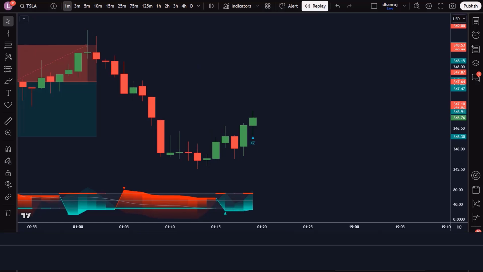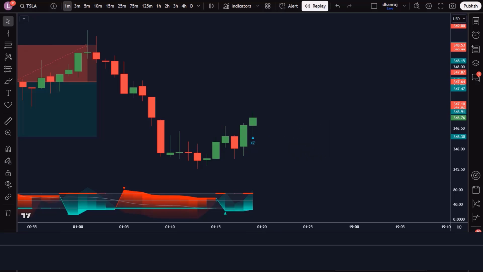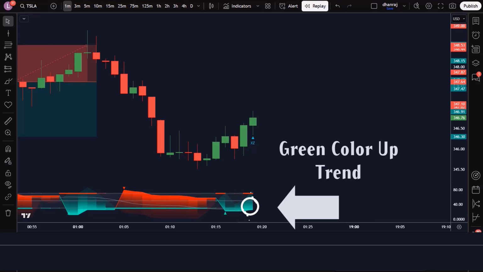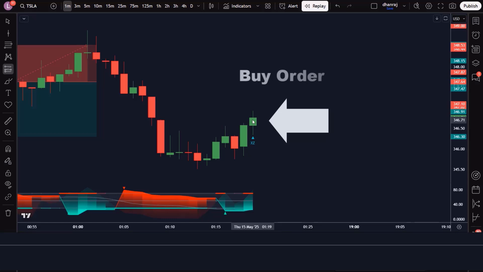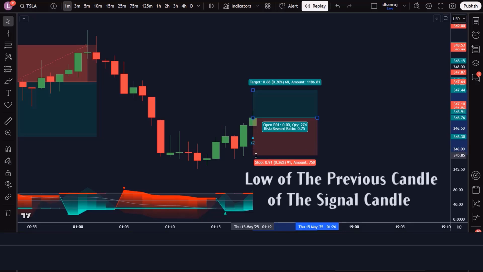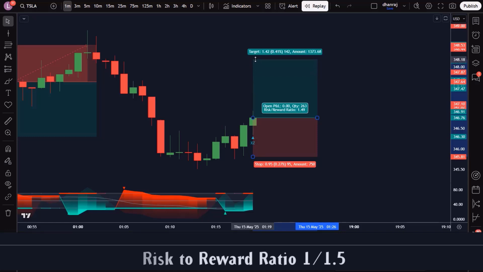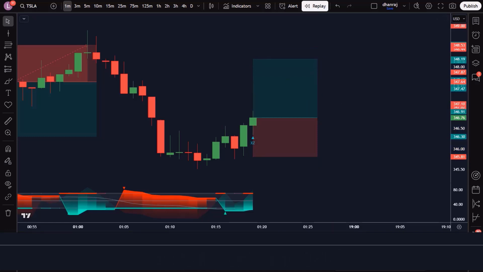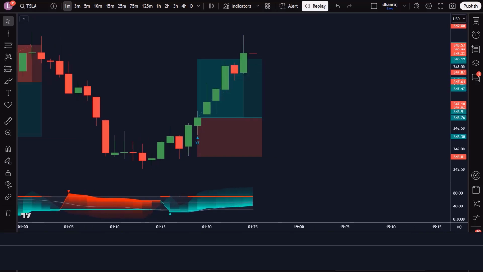We have got the signal. Here the QQE cross indicator gives us a buy signal. Here the super trended RSI indicator is green color uptrend. Here the market has made a bullish candle to give confirmation. So all our conditions are being fulfilled, so we are placing an order to buy. Our stop loss is to be placed at the low of the previous candle of the signal candle. And the risk to reward ratio will be 1:1.5. Let's see what happens to our trade. We have won this trade.